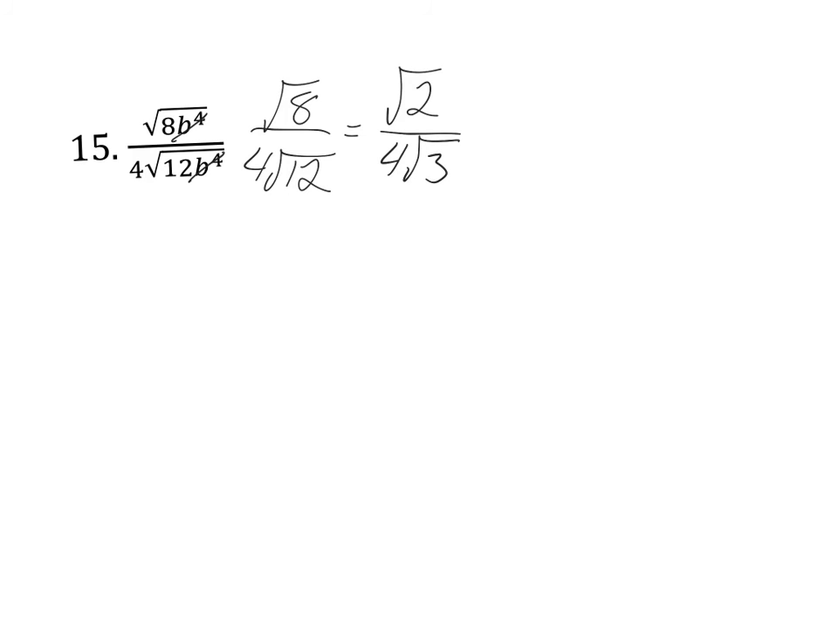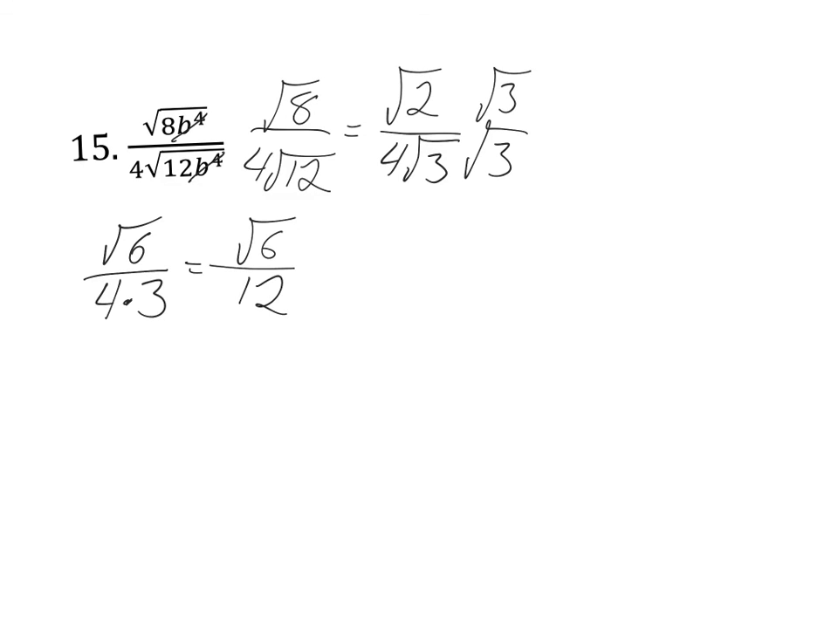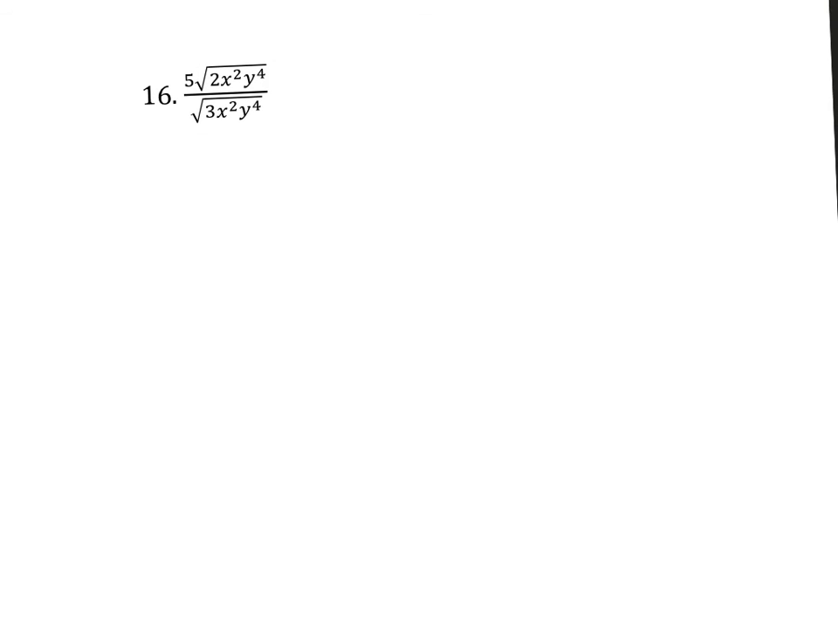Now I can't have a radical in the bottom, so I'm going to multiply the top and the bottom by radical 3. So now I have radical 2 times 3 is 6 over 4 radical 3 times 3 is 9. The square root of 9 is 3. So I have radical 6 over 4 times 3 is 12. This is the final answer. Okay, let's go ahead and try this next one. So you try it out first.